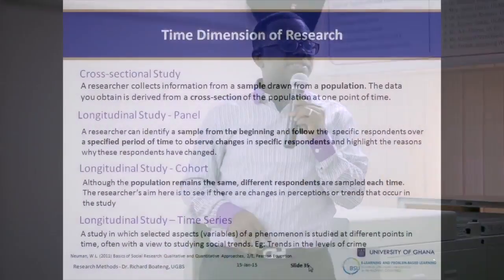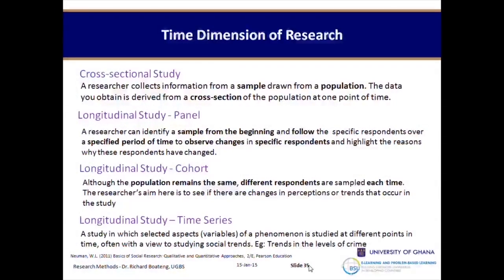Then you've got time series. Time series is a longitudinal study, usually studied at different points in time. So you can plot the levels of crime in a particular community over time to know which month it increases and which month it decreases. That can actually help you. If all your peaks are at the time that is getting close to the election, it gives you an indication that election periods in Ghana over the past 20 years always bring an upsurge of crime in this community.